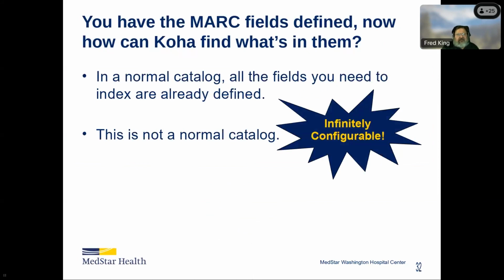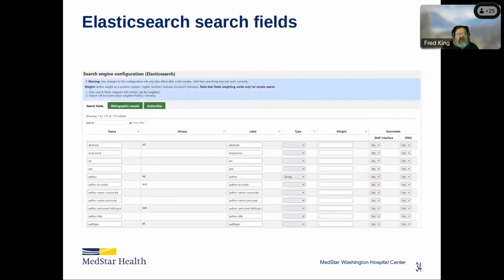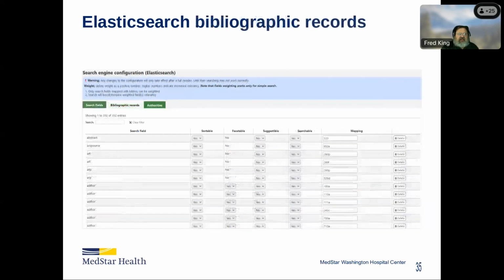Have we seen that before? I think so. And it comes with a nifty new thing in recent versions called Elasticsearch. On the left are the names of the fields that are indexed and the label. I could probably change the name. And each field is mapped to a certain MARC record. So for example, author is 700A or 100A, 110.